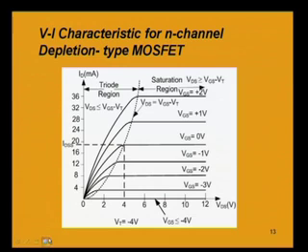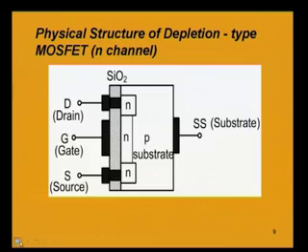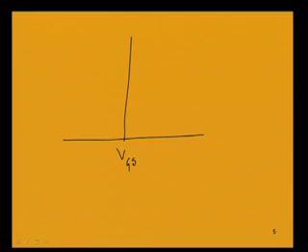If we have gate to source voltage VGS equal to 0, here to the right it is positive, to the left it is negative. Then what has been observed is that there are two phenomena, depletion and enhancement.